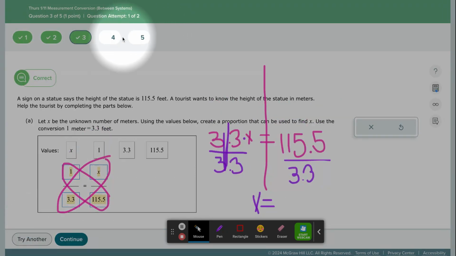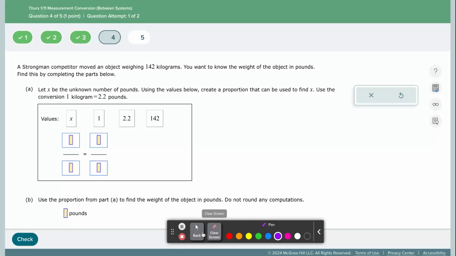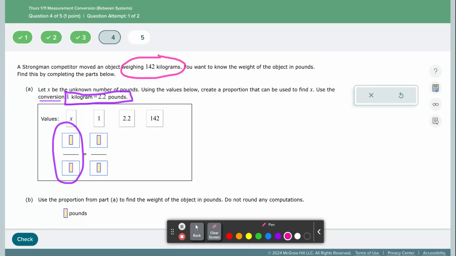Just know that every single time, the very first thing you're looking for, I'm going to go through and highlight this one more time just for you. You are paying attention to the conversion, right? Because whatever is written here as your conversion, that is your first proportion. That's the first side, okay? And then whatever you're trying to find, right?